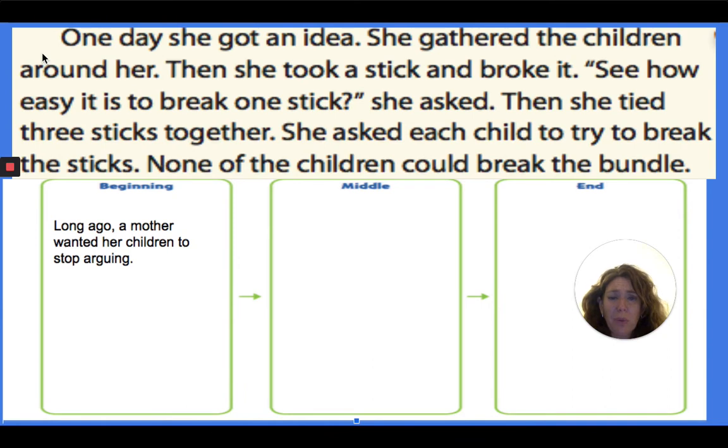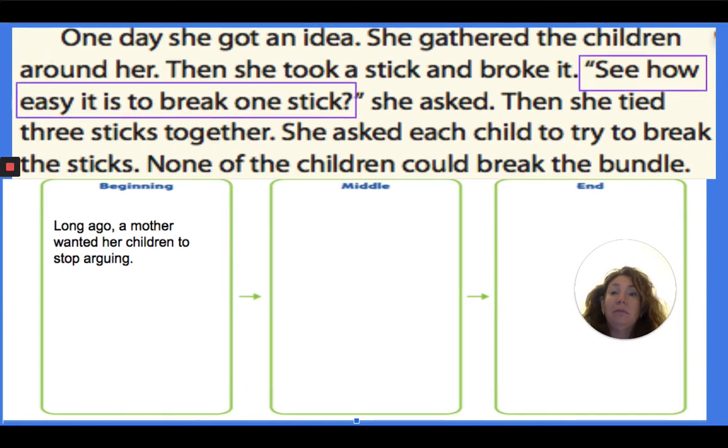What are the most important details here? First one is it's really easy to break one stick. That's pretty important for them to understand. And the next one would be none of the children could break the bundle. So they could break one stick, but when she put the sticks together in a bundle, they couldn't break them. All right, so that's her idea.